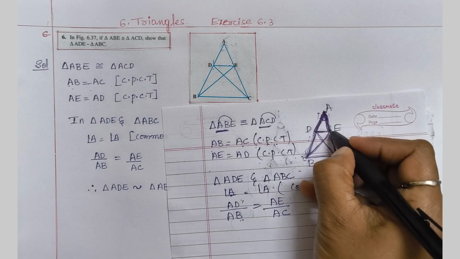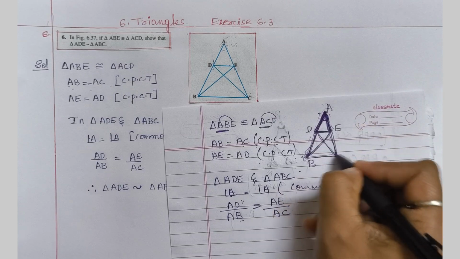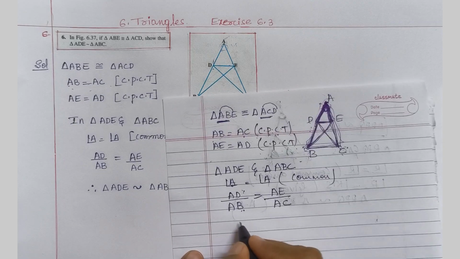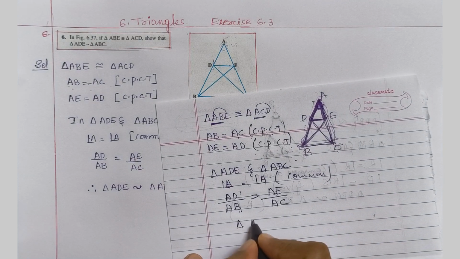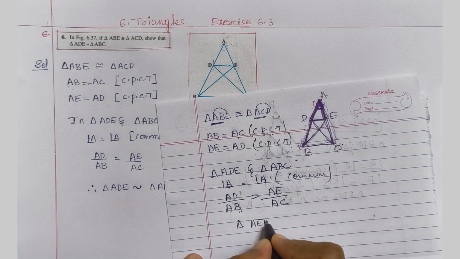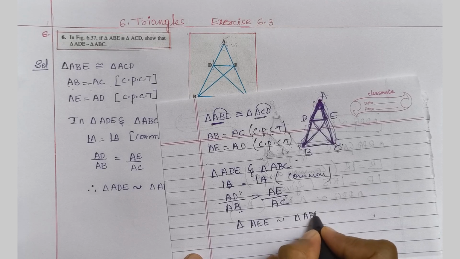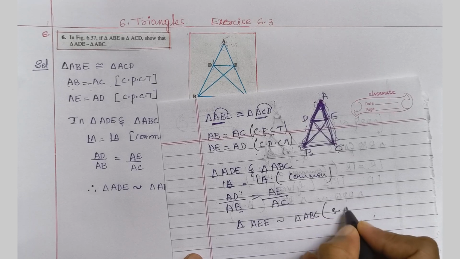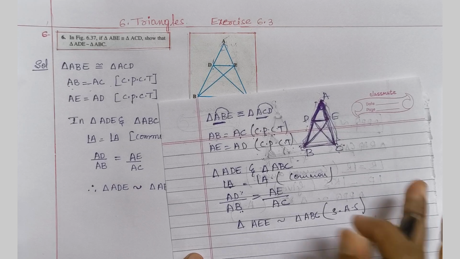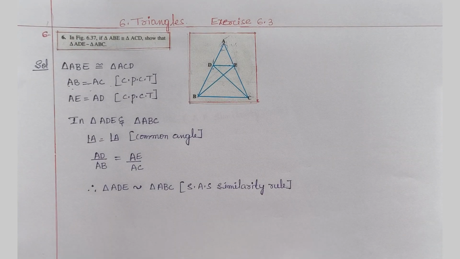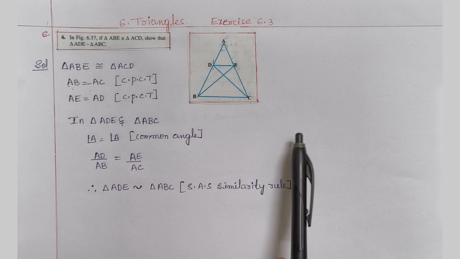So by side-angle-side, these two triangles are similar triangles. Taking the small triangle and the big triangle, side-angle-side, these two triangles are similar. Triangle ADE is similar to triangle ABC. Which criterion are we using? The side-angle-side similarity criterion. This is a must-answer question, and it is also a very easy question.